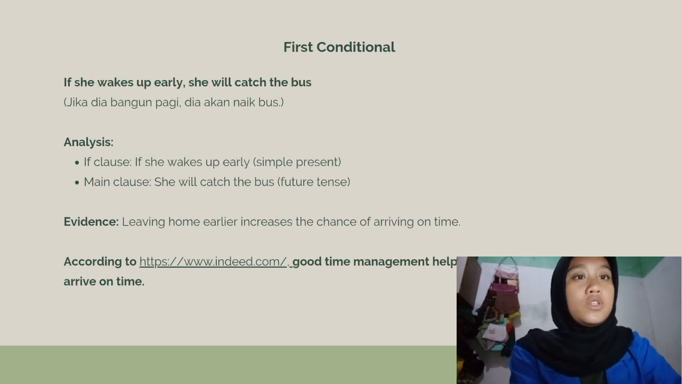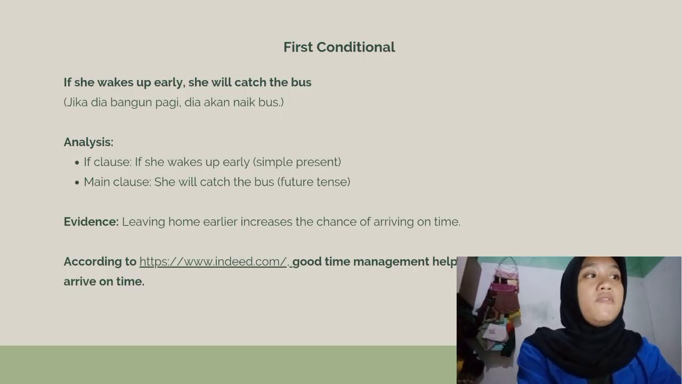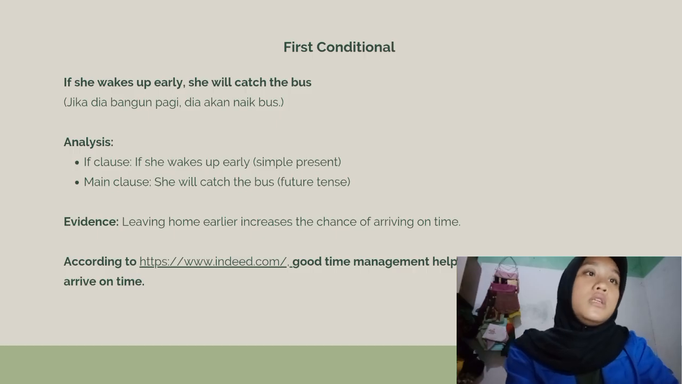The second type is first conditional. The example is: if she wakes up early, she will catch the bus. The if clause is if she wakes up early, which is simple present tense. The main clause is she will catch the bus, which is future tense. We use first conditional because this is a real and possible situation in the future. If the action happens, there will be a real result. The evidence is that leaving home earlier increases the chance of arriving on time. This is supported by Indeed.com, which explained that good time management helps people avoid delay and arrive on time.